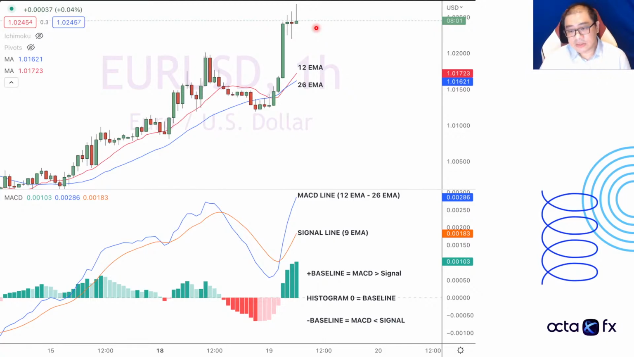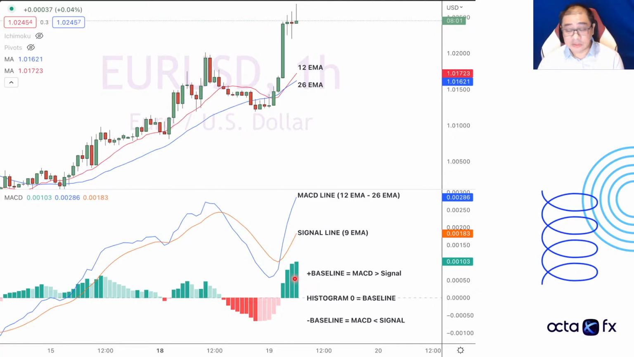We call the histogram 0 the baseline. If MACD, the blue line here, is above the signal line, the histogram is going to be positive, right? It crosses below the signal line, it becomes negative on the histogram. It crosses above the signal line, it becomes positive. Simple as that. So MACD bigger than signal, you get a positive histogram.